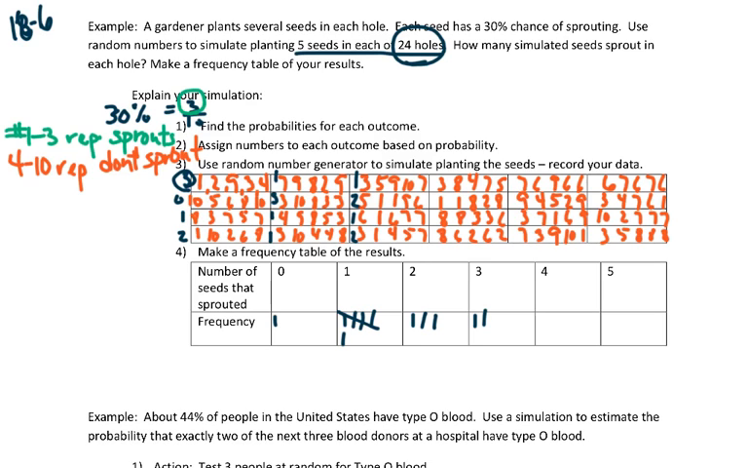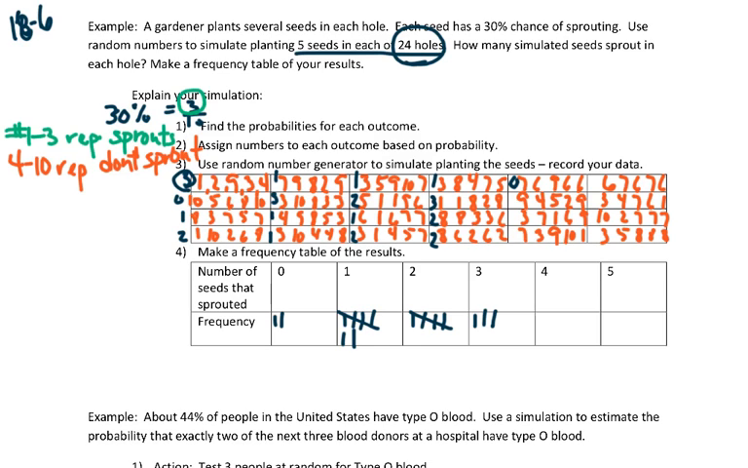Next column, 3, 8, 4, 7, 5 has 1. 1, 1, 8, 2, 8 has 3. 8, 8, 3, 3, 6 has 2. 8, 6, 2, 6, 2 has 2. Next column, I have 7, 6, 9, 6, 6, that's 0.